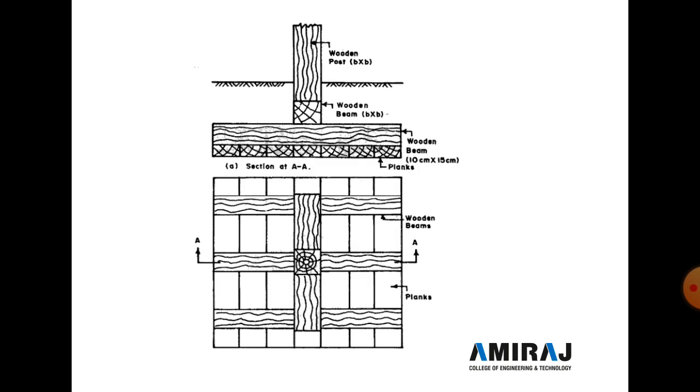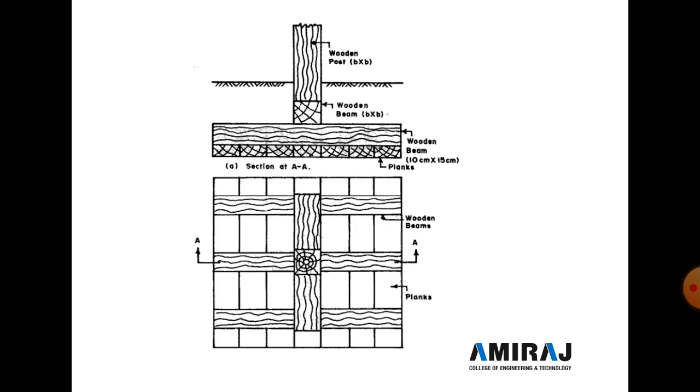Here the figure shows the timber grillage foundation. Here a timber plank is first put on a concrete base, and then at a right angle a wooden beam is fixed, and above the wooden beam a wooden post is fixed.